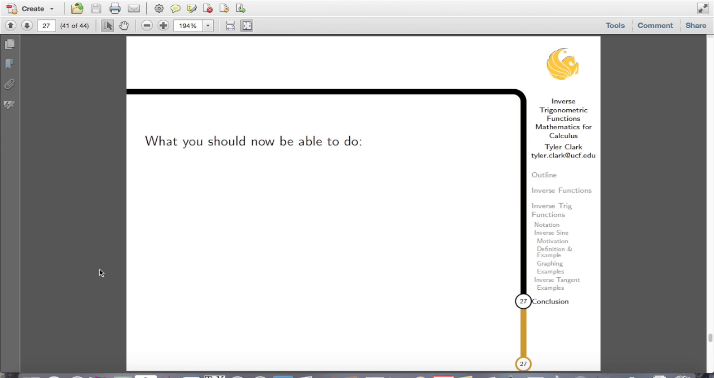So what should you be able to do after this video? At this time, you should be able to find an inverse trig function. For instance, if we want to look at the inverse cosecant function, then inverse cosecant of x is the angle theta whose cosecant value is x. And you should be able to do that for all 6 trig functions.